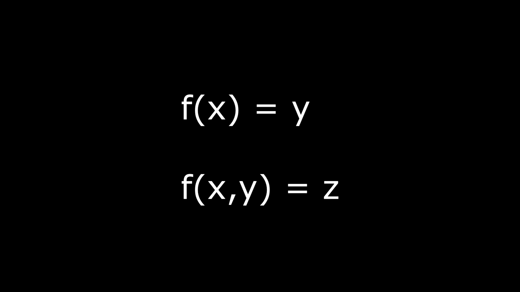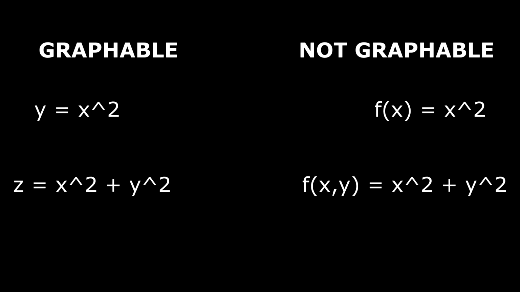Does f of x and y equal z? Yes, it does, just like how f of x equals y in regular 2D graphs. However, only as a function when you're gathering the values. Substituting f of x and y for z will not give you a working graph.